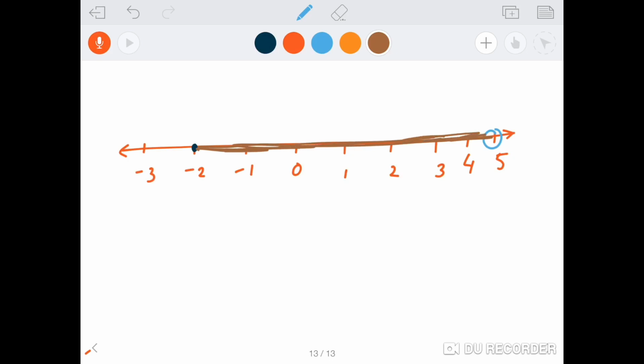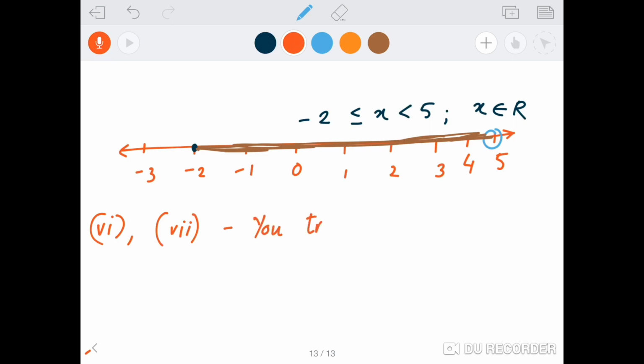Put the equation on top of it so that you know what to put in there. Once you put in your equation, it becomes very simple to interpret whether your answer is right or wrong. So that's minus 2 less than or equal to x less than 5 and x belongs to R. Alright, I want you to try the sixth and the seventh one on your own. They're all very similar to this. Once you understand this, the next two problems become very easy and direct. Please pause the video at this time and finish off the problem.